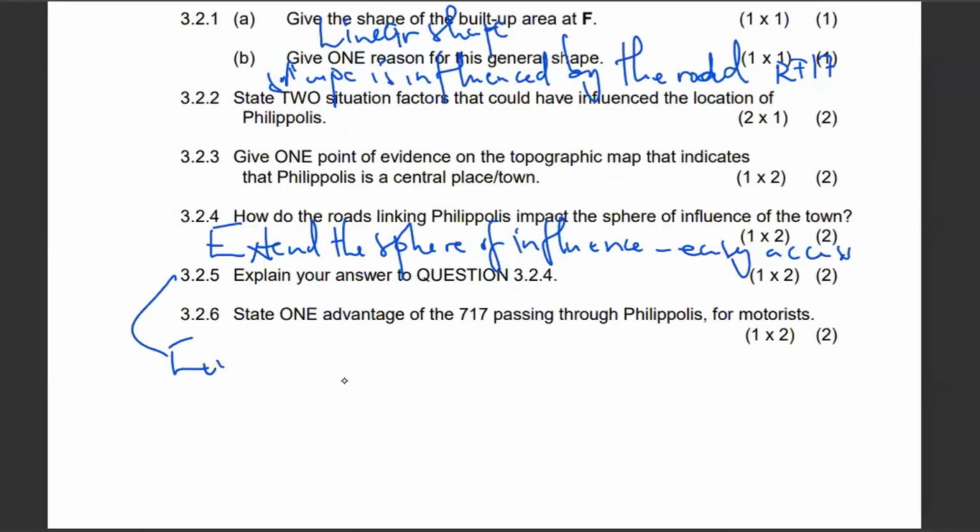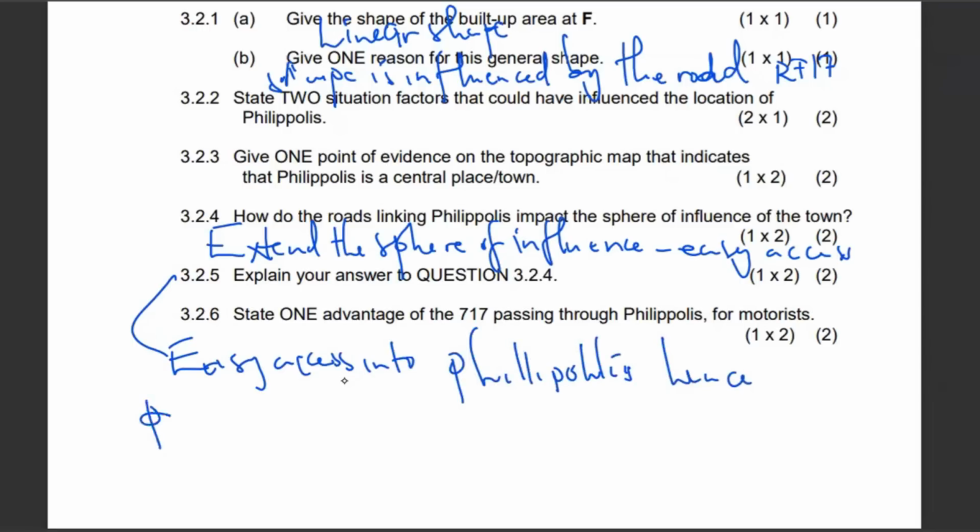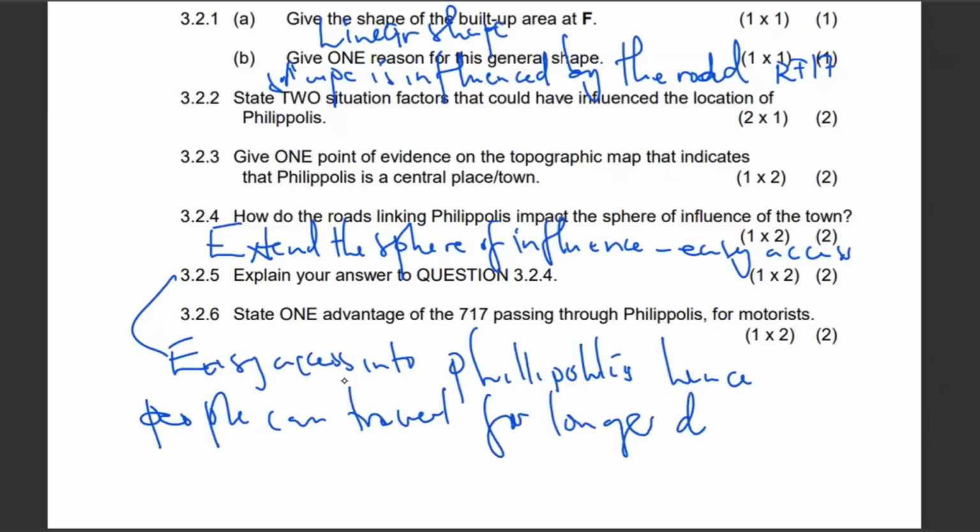There is easy access into Philippolis. Hence, people can travel for longer distances. People can travel for longer distances to access goods and services there because there is easy access.